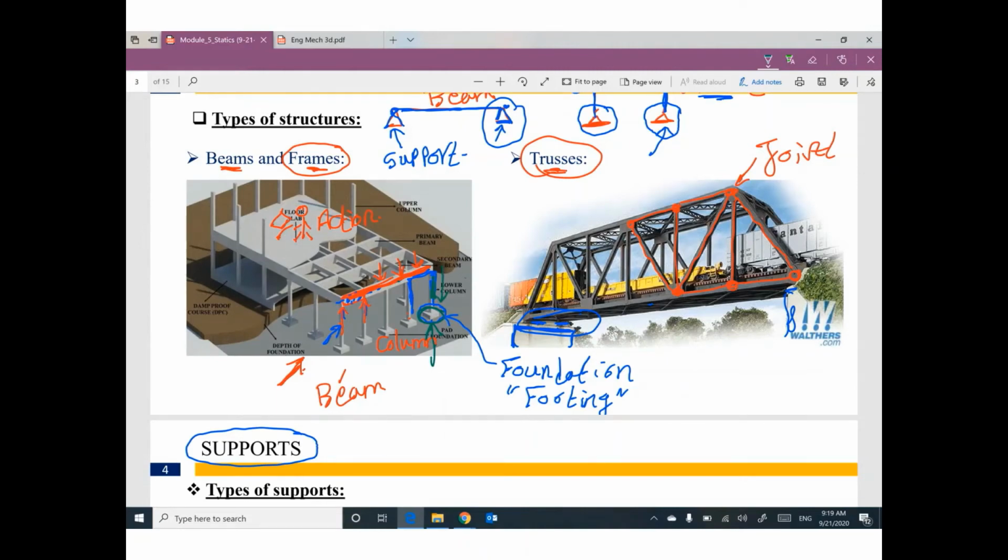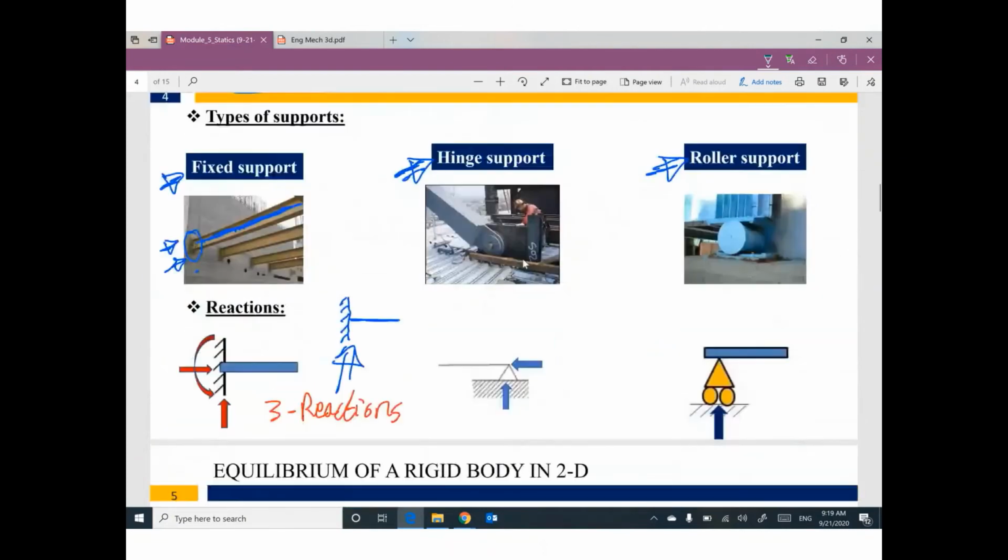So if you have a support, we have something called reaction. How many reactions do you have? It is based on what type of support you have. If you have fixed, we have three reactions: one vertical reaction as a force, one horizontal reaction as a force, and one moment. Please, this topic is very important: vertical force, horizontal force, and moment, if you have a fixed support.